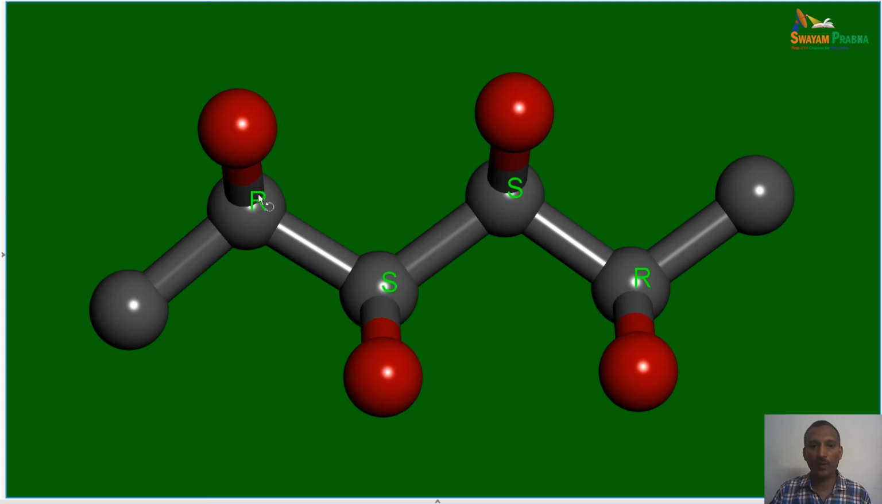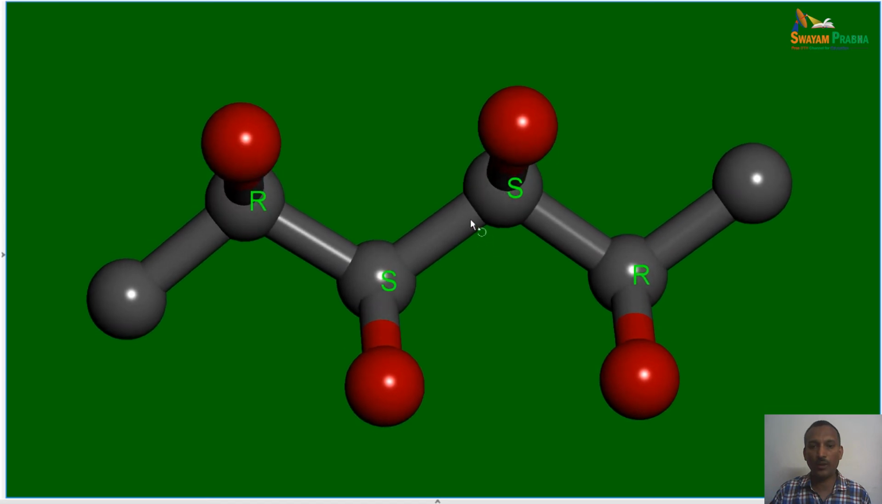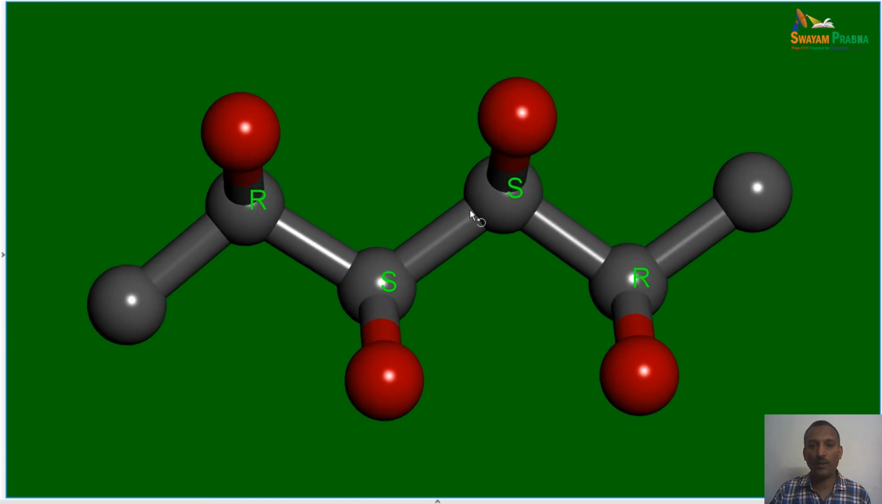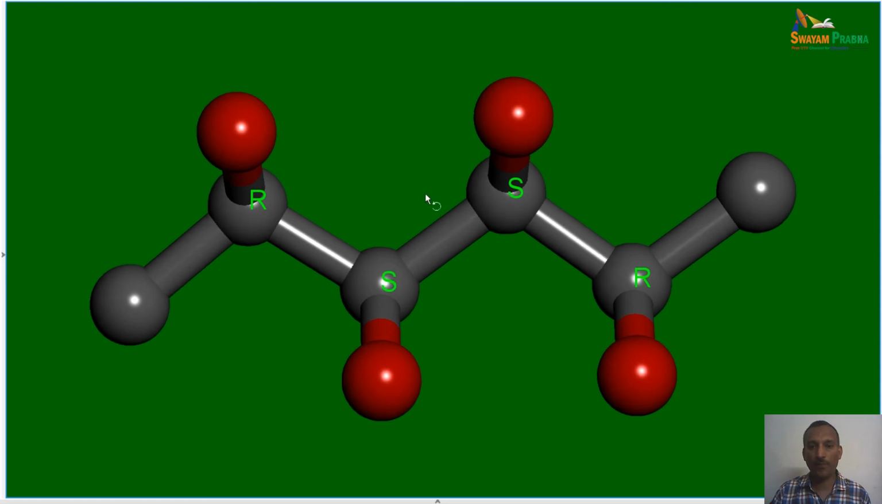So we can talk about whether the second carbon and the fourth carbon, or the second carbon and the fifth carbon, or the third carbon and the fifth carbon. Whichever way we compare, all the groups are pointing towards the observer. So this is basically the all-cis arrangement or all-syn arrangement.